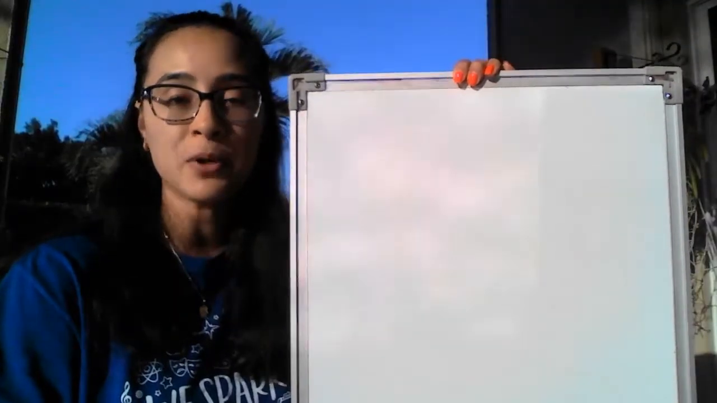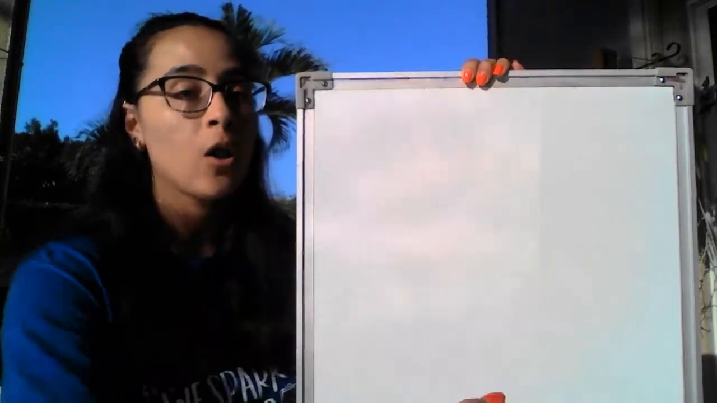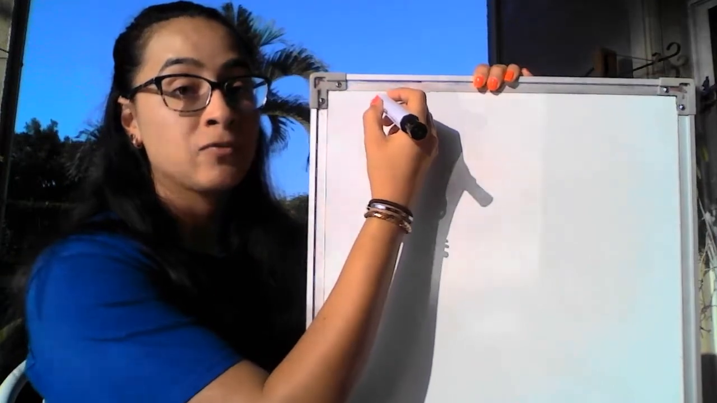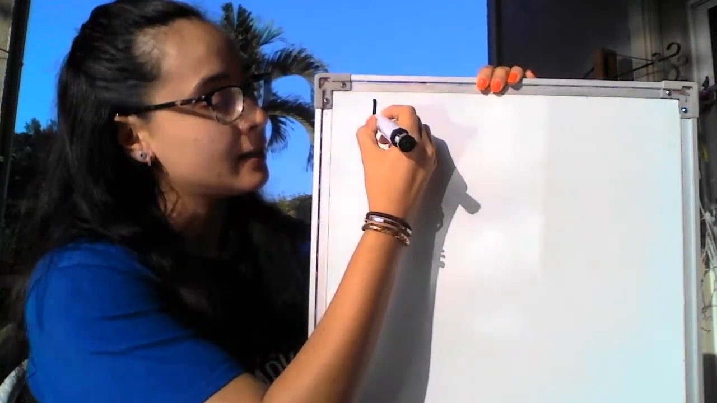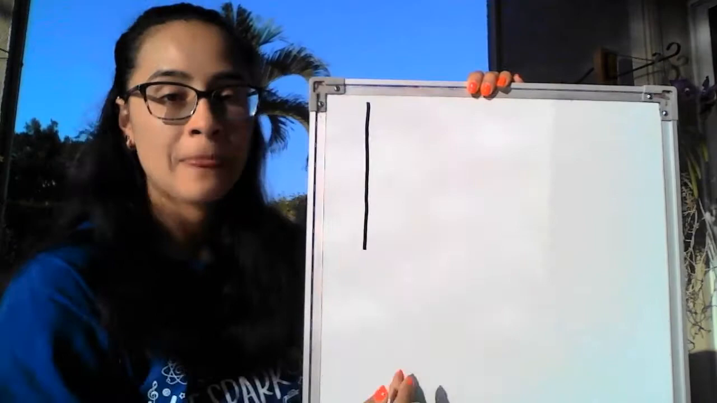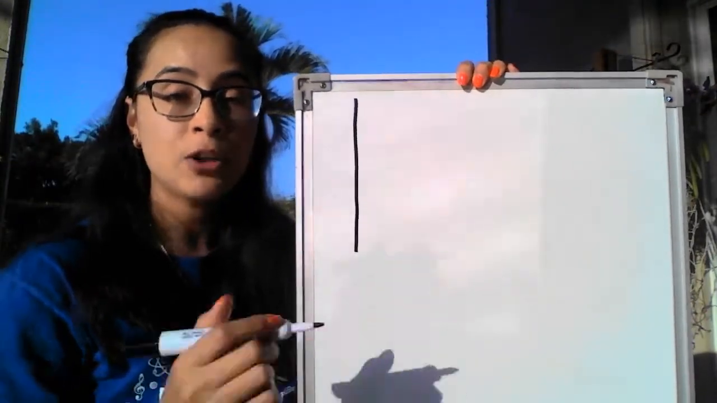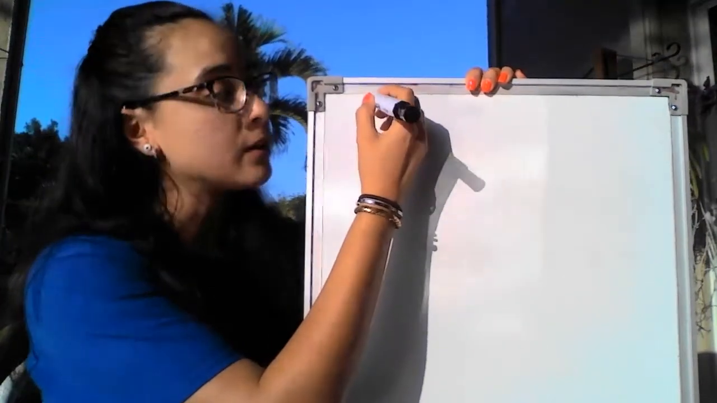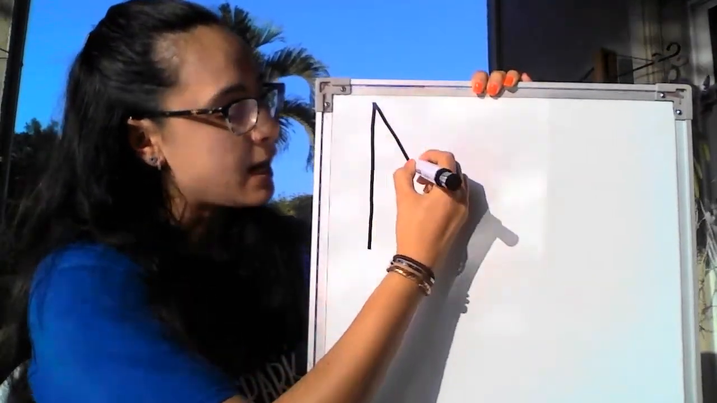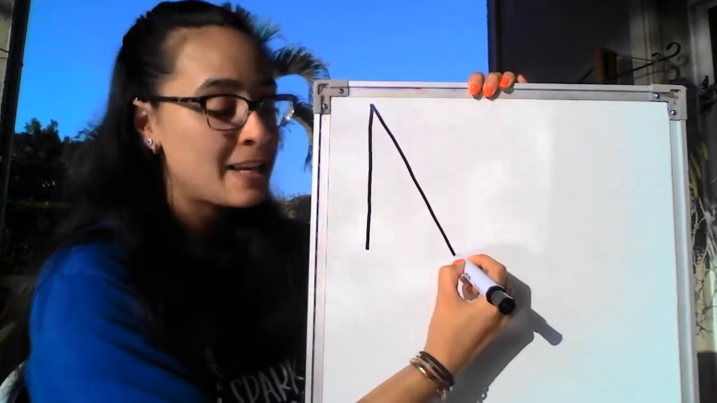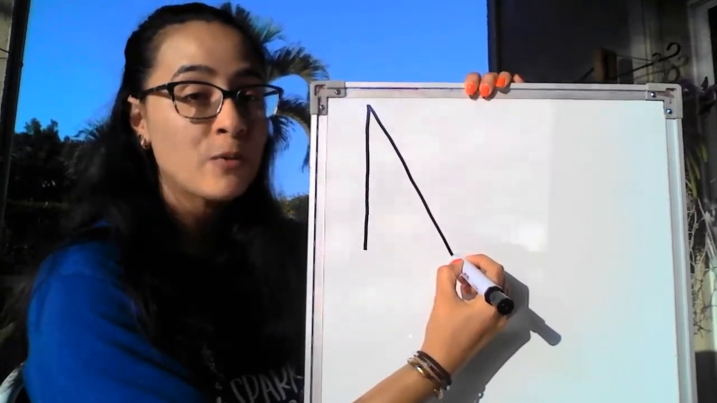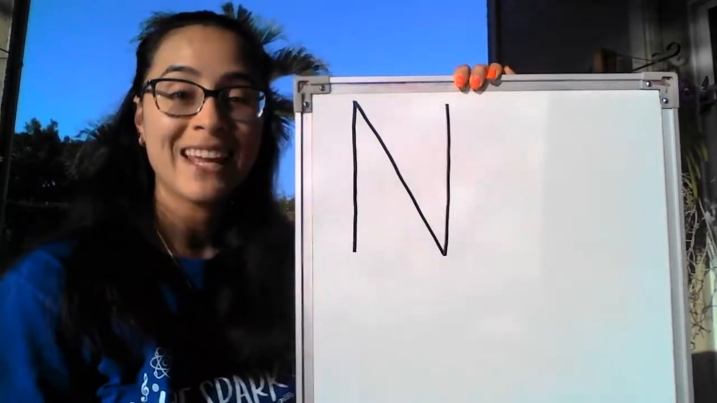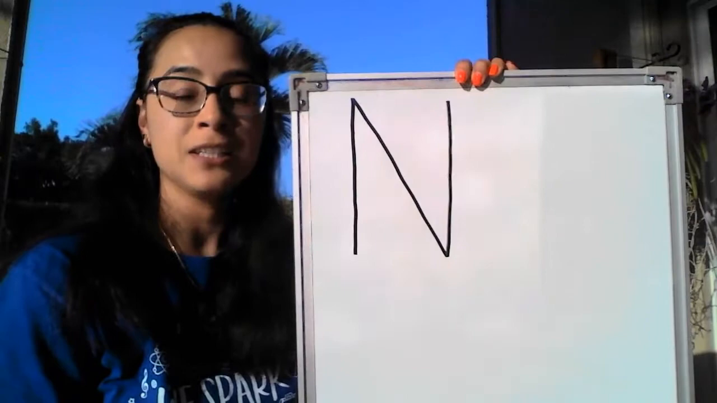When we start with uppercase N, we go all the way to the top, and we're going to write one big line going down, like this. And down. Very good. Now we're going to bring our marker back to the top, and we're going to do one big diagonal line going out, like this. Diagonal. And not picking up our marker, we're going to bring it back up, like this. That's uppercase N.